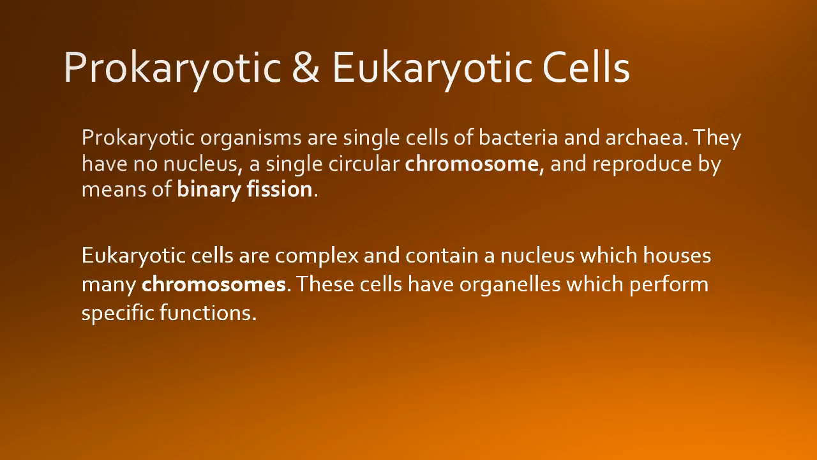The way in which the cell divides depends on what type of cell it is. Prokaryotes, such as paramecium and bacteria, divide through binary fission, while eukaryotic cells are more complex and reproduce through mitosis and meiosis.